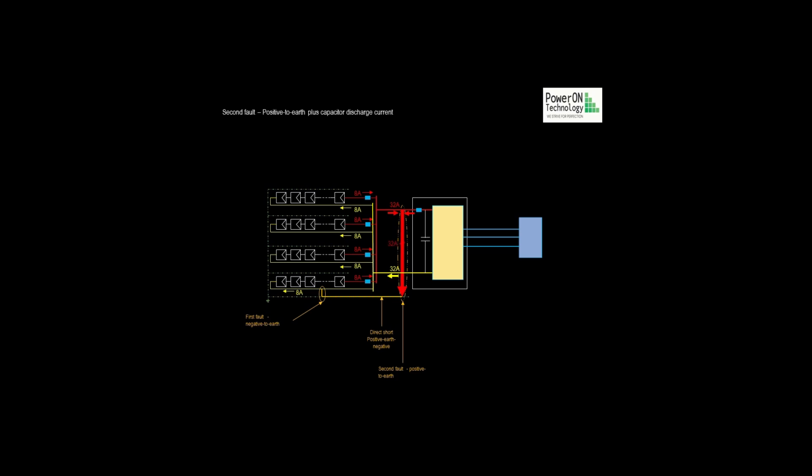We refer back to the single line diagram. We recap the fault conditions, starting with the first fault between the negative of the string and earth, and the second fault from the main positive line, into the inverter, to earth. The two faults are joined via the earth. This means that there is a direct short between the main positive and the negative string.